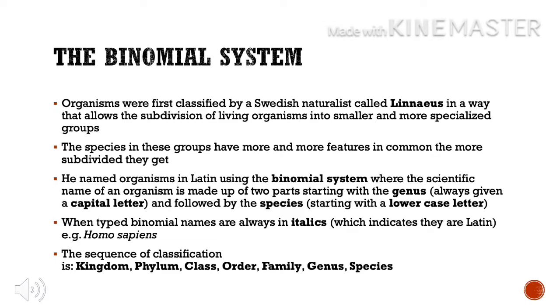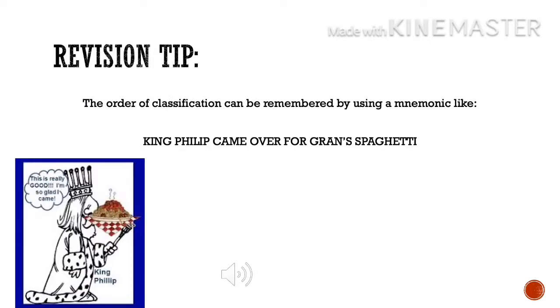The sequence of classification is kingdom, phylum, class, order, family, genus, and species. It always starts with the highest or the largest group, which is kingdom, and ends with the smallest group, which is species. In this topic, we have a revision tip. Just in case you have examinations, it will help you a lot.